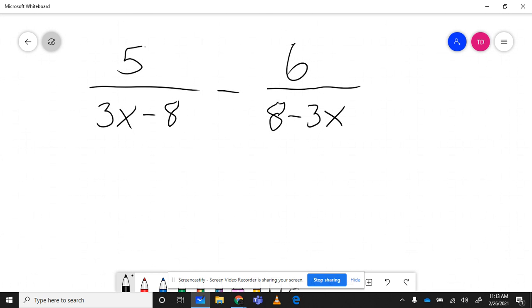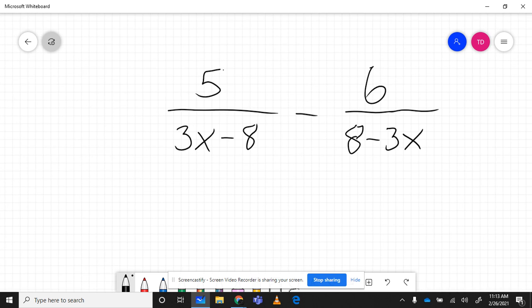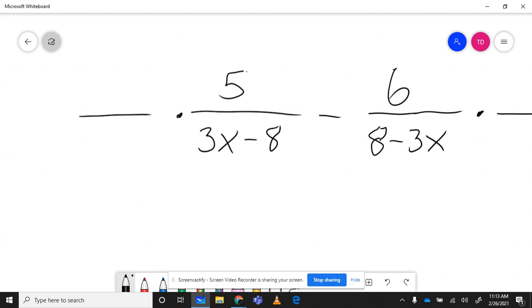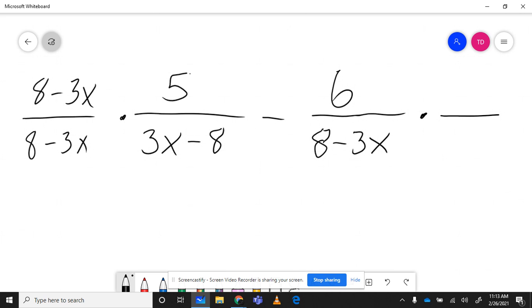I'm just trying to think, is there a really quick way to do this? I feel like there's probably a very quick way to approach this one. It's not immediately jumping out to me. Maybe I'll play around with this one later on my own time and see what we get. The tried and true way to do this is just going to be to say 8 minus 3x over here, 3x minus 8 over here.